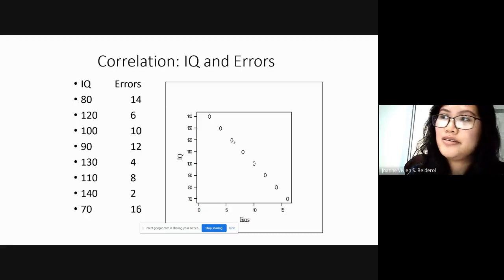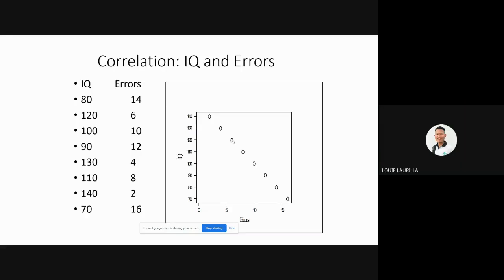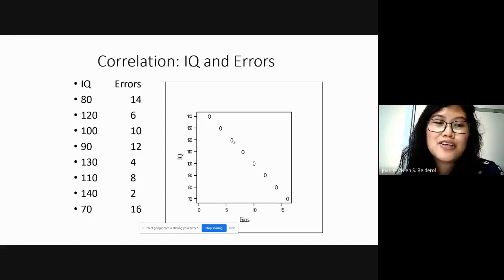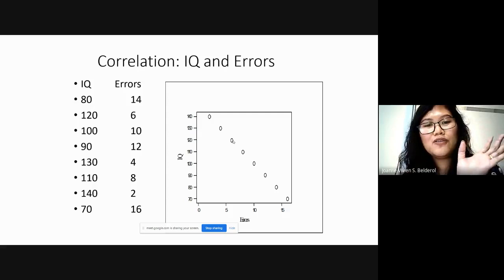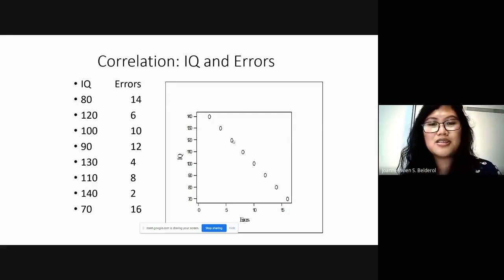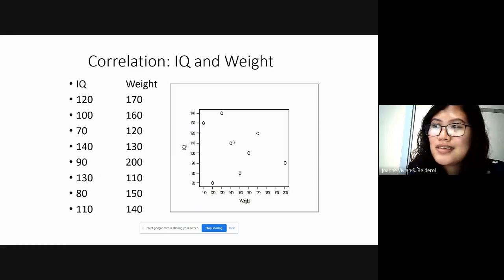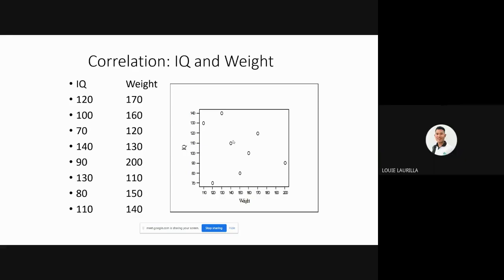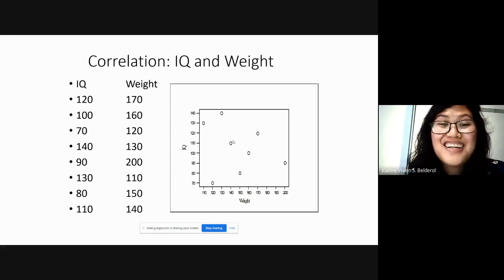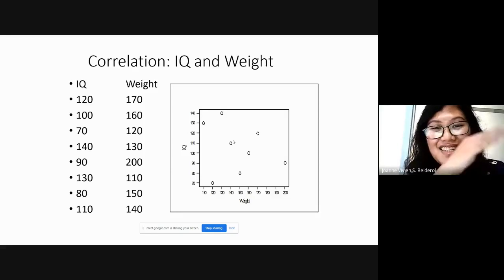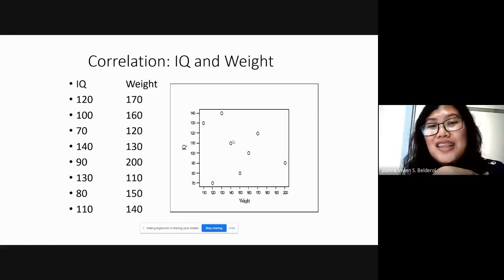What about this one? IQ and errors in an exam. Negative. The higher your IQ, the fewer errors you make in the exam. What about this one? IQ and weight. Positive, negative, or no relationship? No relationship, correct. That is why the points don't form a straight line.